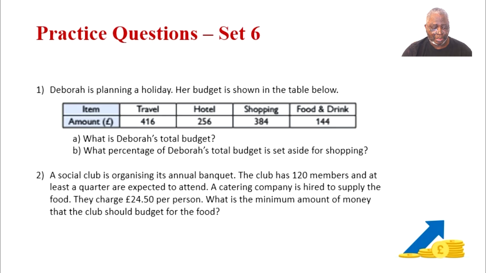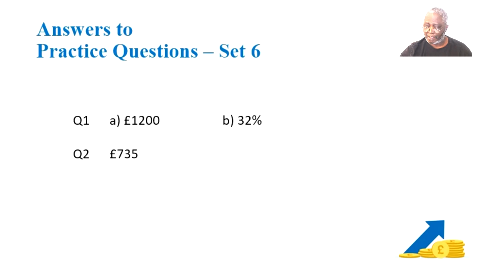Question 2. A social club is organizing an annual banquet. The club has 120 members and at least a quarter are expected to attend. A catering company is hired to supply the food. They charge £24.50 per person. What is the minimum amount of money that the club should budget for the food? And these are your answers.